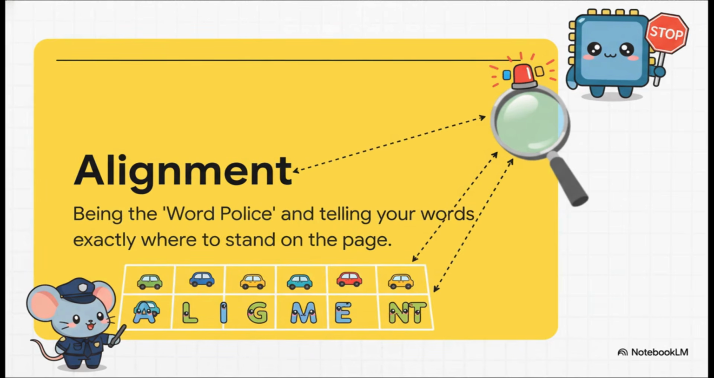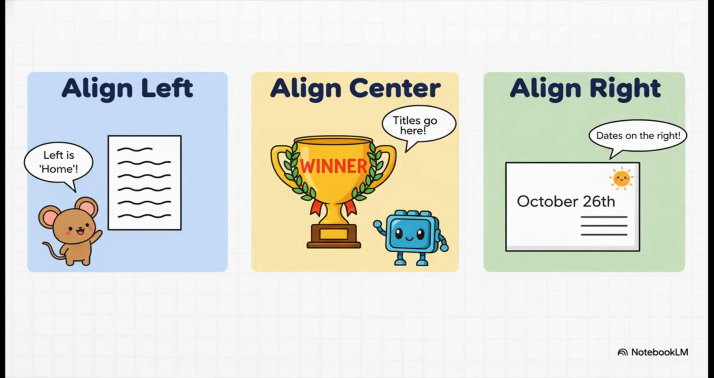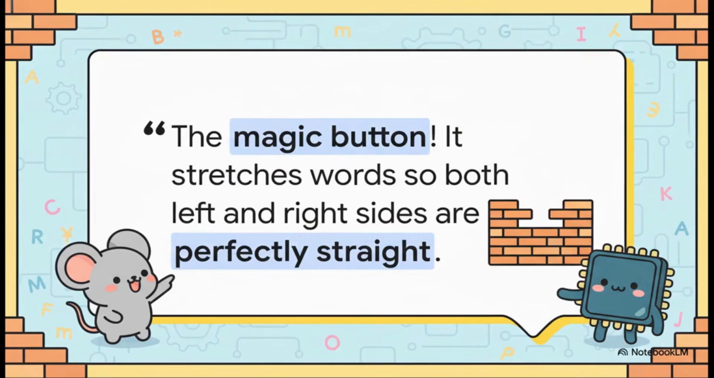Alignment is telling your words exactly where to stand to look neat. Left alignment starts at the home spot on the left side. Center alignment puts your words right in the middle. Right alignment pushes everything to the far right edge, and justify stretches words to make both sides perfectly straight. Left for typing, center for the title, right for the date, and justify for books.